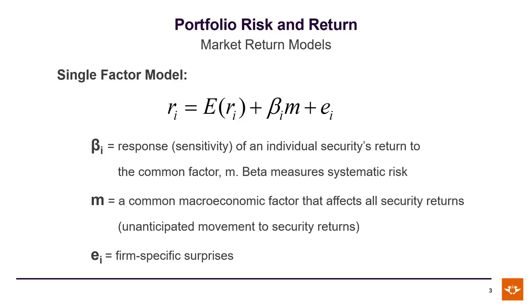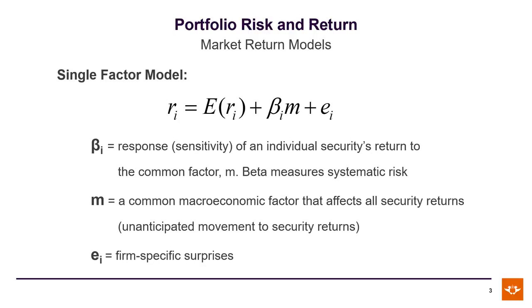be dependent on a single macroeconomic factor, M, that affects all security returns, which is a result of unanticipated movements. The error term in this model are firm-specific surprises and what we will refer to in future as diversifiable risk or unique or firm-specific risk.